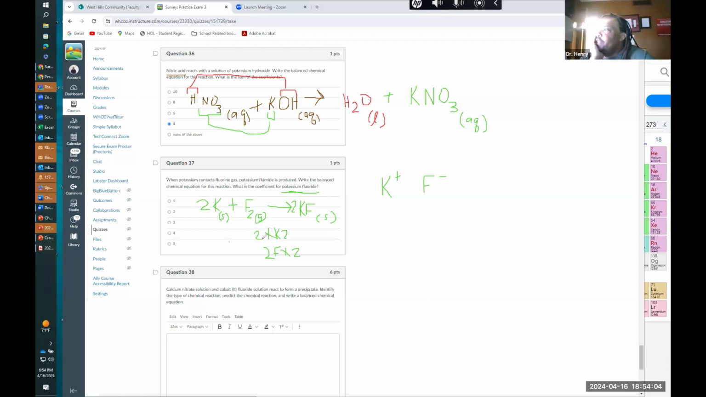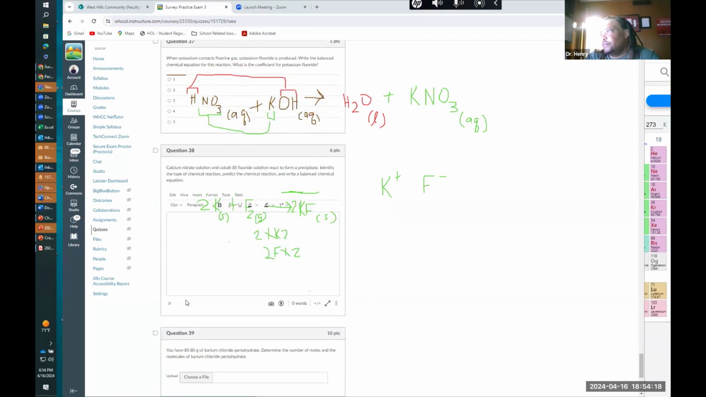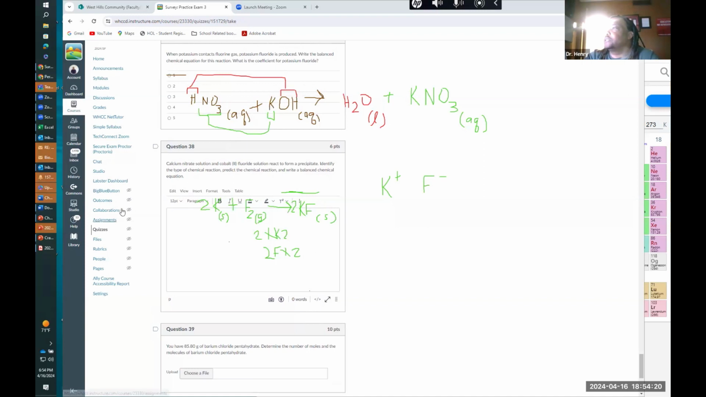Okay, so what is the coefficient in front of the potassium fluoride? Two. Okay, ready for the next one? Yes, sir. I guess I should put the right answer up.